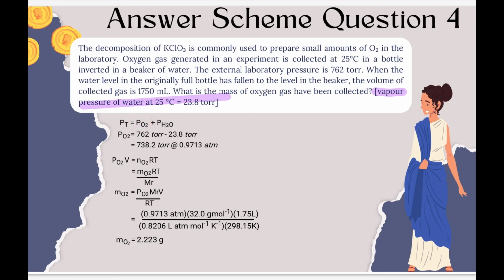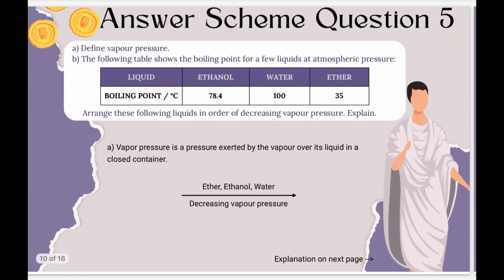So, given the P total is 762 torr tadi kan, jadi kita tolak dengan vapor pressure of water, which is 23.8 torr, and you get that, and you change that into atm. Barulah masukkan dalam PV = nRT. And again, jangan lupa tukar. Everything must be in the unit yang sepatutnya lah. And you should get the mass of O2 yang collected adalah 2.223 grams. Okay. Alright, question number 5.